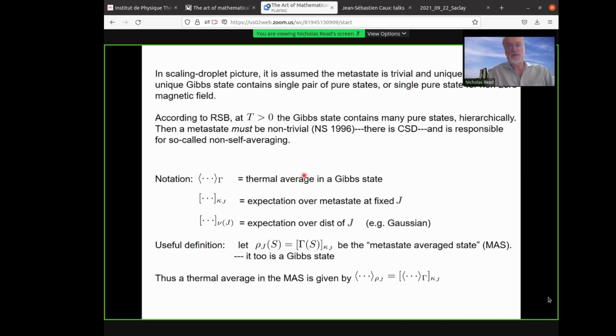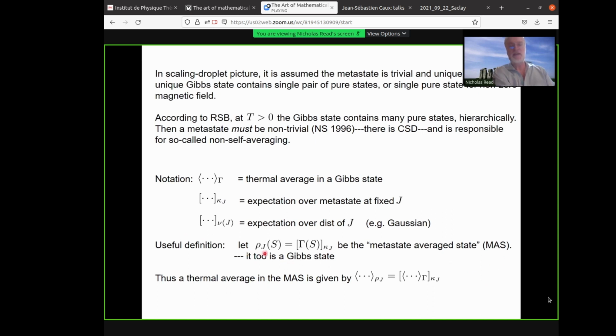So I'm just going to define some things which I'll use to mention something quantitative about these metastates. Angle brackets mean the thermal average in the Gibbs state gamma. Square brackets with kappa j is the expectation over the metastate at fixed j. So that's really part of the disorder, but infinitely far away. And square brackets with the subscript nu is the expectation over the distribution of j, which could be Gaussian. And you see, when we take the limits, all of the j's are still in play as part of the disorder, even though something at infinity got lumped into the metastate.